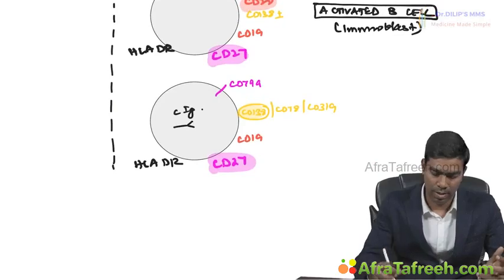You have pre-germinal center, germinal center cell, centroblast, centrocyte, post-germinal center. A lot of things are there, but I'm not going to discuss them in this particular section. Later on, we'll go into details about all those things. Then finally, you have a plasma cell.